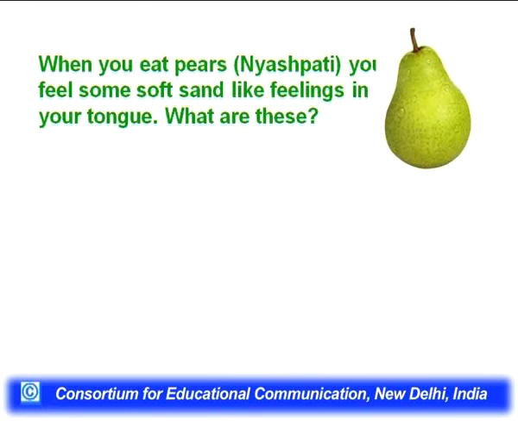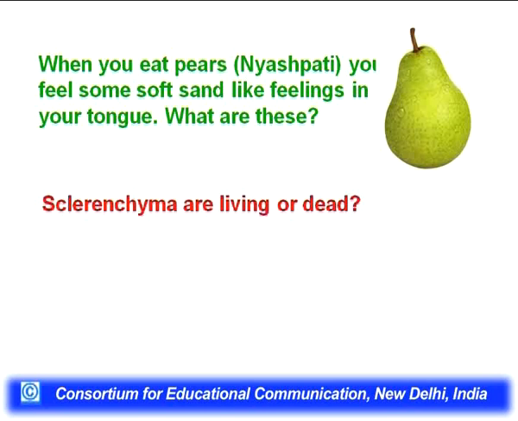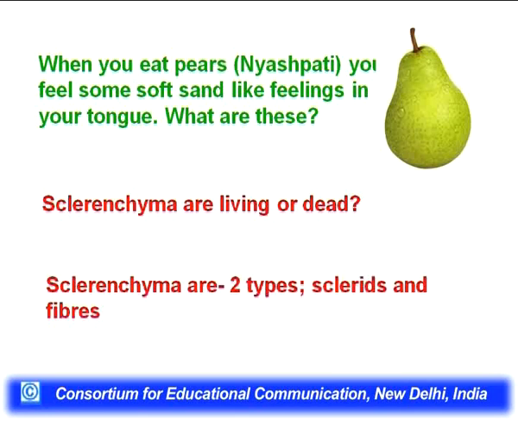Now, coming to the last type of cells, what I told you as Sclerenchyma. When you eat nashpati or pears, you feel some sand-like things on your tongue. Even if you eat them with your mouth, you will find some sand-like particles, which are quite hard. Now, what are these? These kinds of cells are also supporters, and they are actually Sclerenchyma. The question I also discussed earlier, whether they are dead or living, we will discuss now.